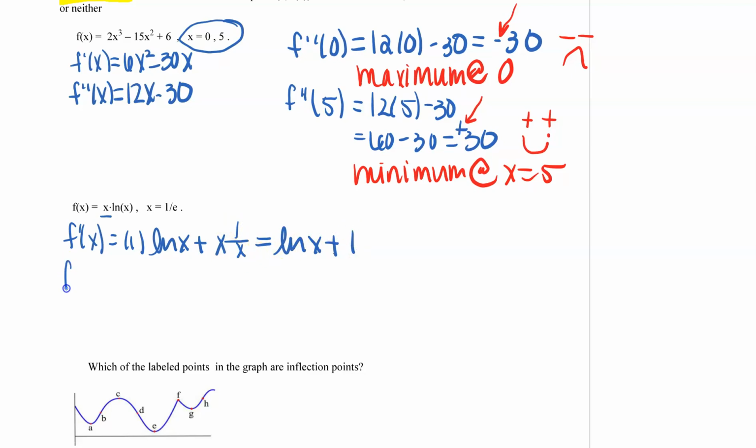Then I'm looking for my second derivative. That would be equal to the derivative of ln x, which is 1 over x, plus the derivative of 1, which is just 0. And so our second derivative cleaned up really nicely.